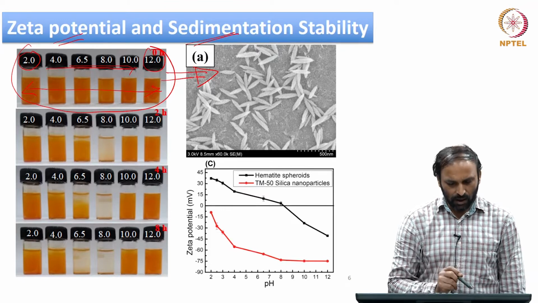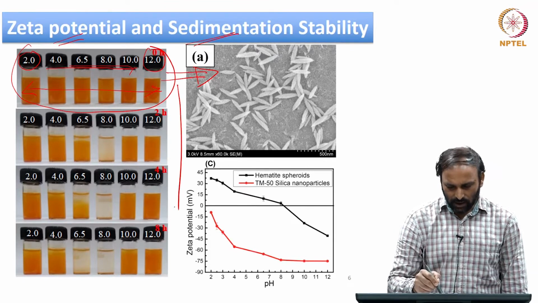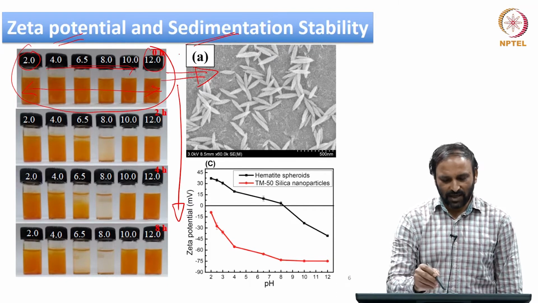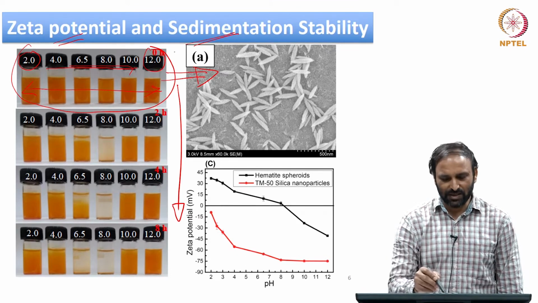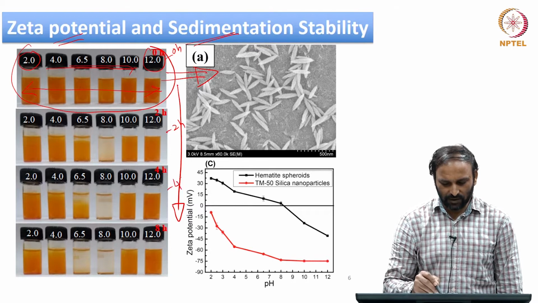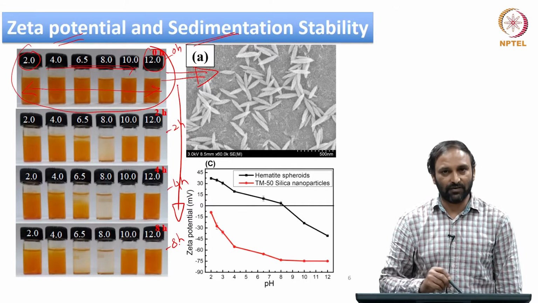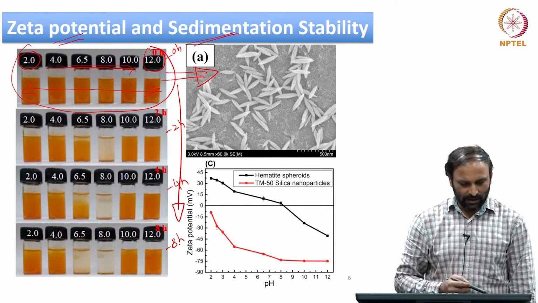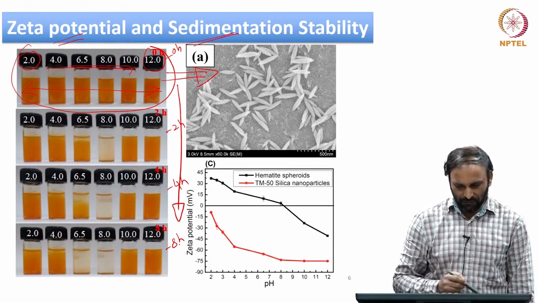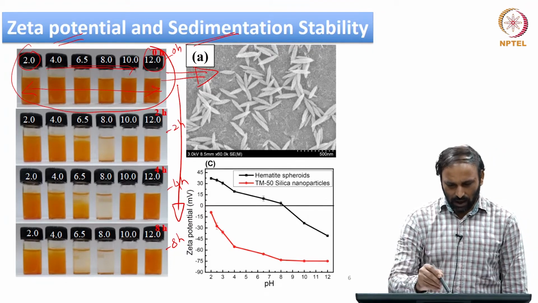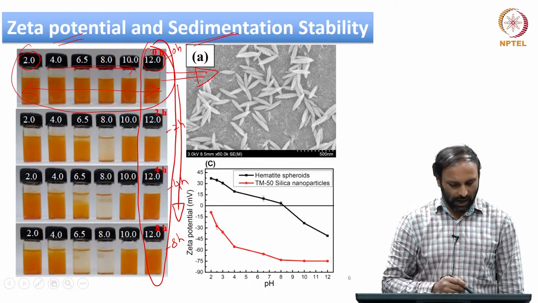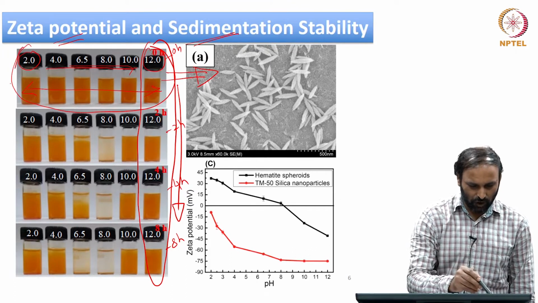nature. Now, what you are looking at is a time sequence of images, where the images of the vials have been taken at different time intervals. This is for 0 hour, this is for 2 hours, this is after 4 hours, this is after 8 hours. And as you can clearly see, at least visually, for the dispersion of these particles at a pH of 12, you do not see any visual changes, and so is also the case if you look at pH 2.